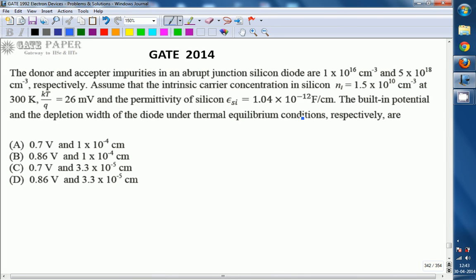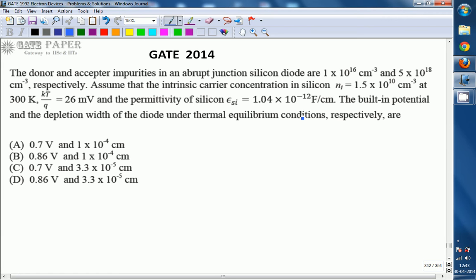Hello, we are discussing the GATE 2014 ECE paper, and this question is related to electronics. The donor and acceptor impurities in an abrupt p-n junction are 1 into 10 power 16 per centimeter cube and 5 into 10 power 18 per centimeter cube respectively.